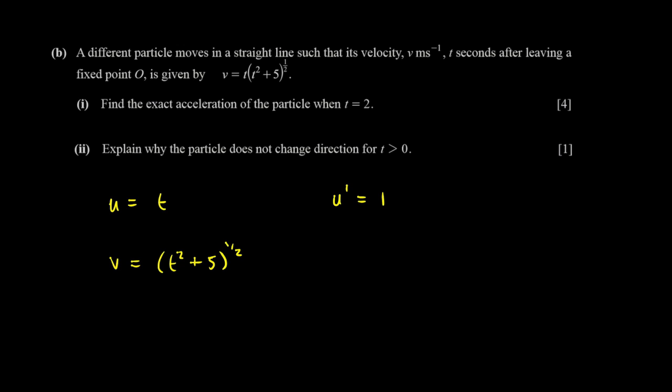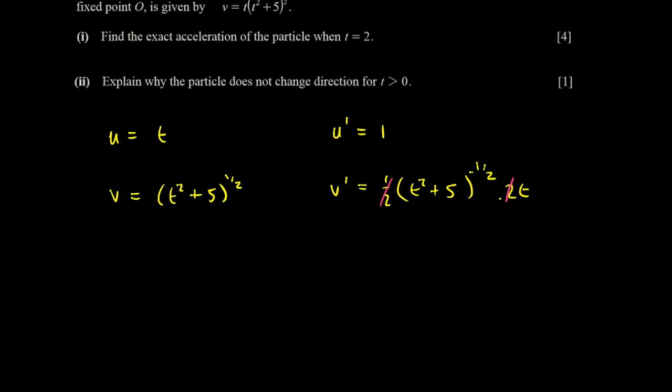So if I differentiate u, I get 1. If I differentiate v, I differentiate the big bracket first, so I get a half bracket to the power of negative a half. Then I look inside the bracket and differentiate that. If I differentiate t squared plus 5, I get 2t. So I'm going to multiply that by 2t. And of course, hopefully what you can see is that the half and the 2 cancel off.